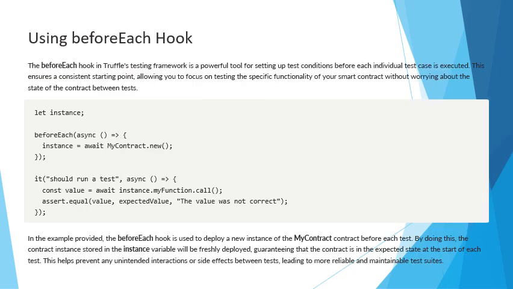The beforeEach hook in Truffle's testing framework is a powerful testing tool for setting up the test conditions before each individual test case is executed. This ensures a consistent starting point, allowing you to focus on the specific functionality of the smart contract without worrying about the state of the contract. In the example provided, the beforeEach hook is used to deploy a new instance of MyContract before each test. By doing so, the instance variable will be freshly deployed.